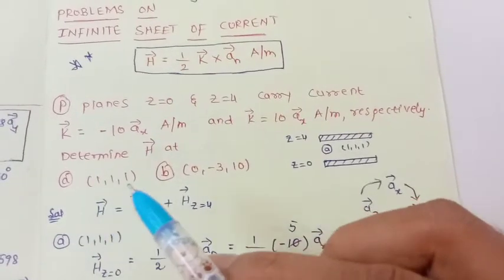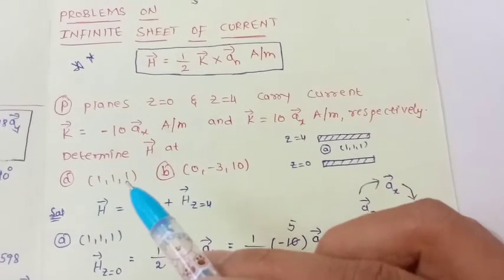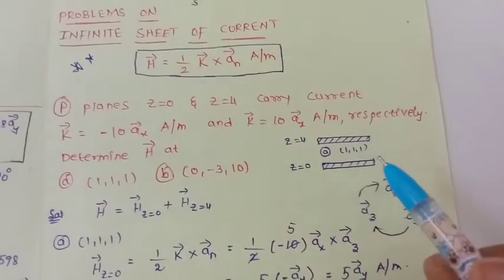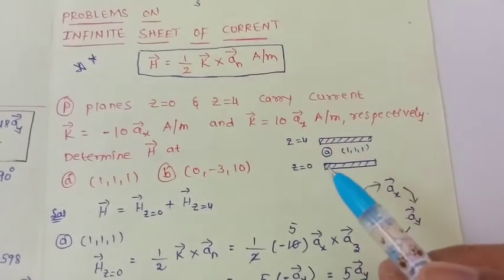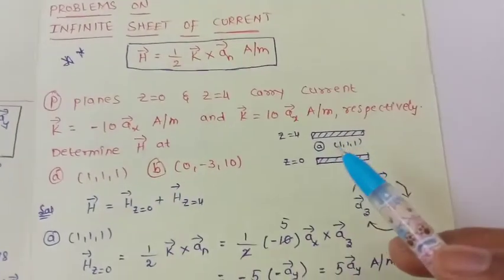Observe, I have to find the magnetic field intensity at this point due to these two planes. Therefore, first of all, I will find the magnetic field intensity due to this plane and due to this plane. Later, I will add these two. First of all, observe the point here, (1, 1, 1).